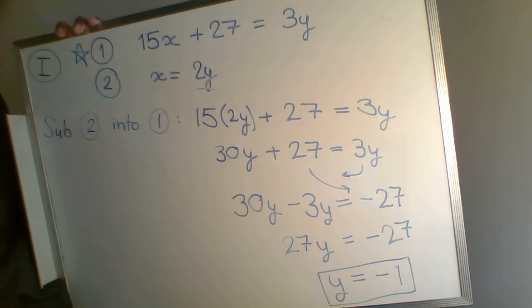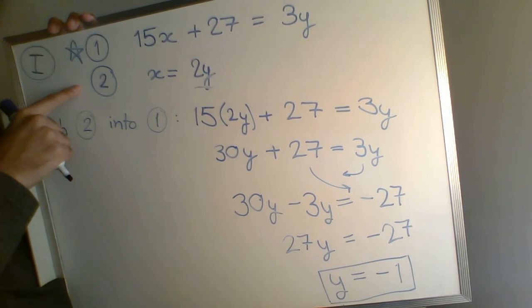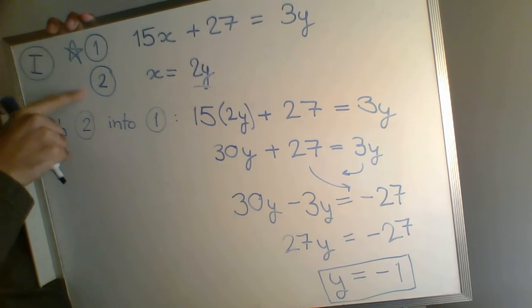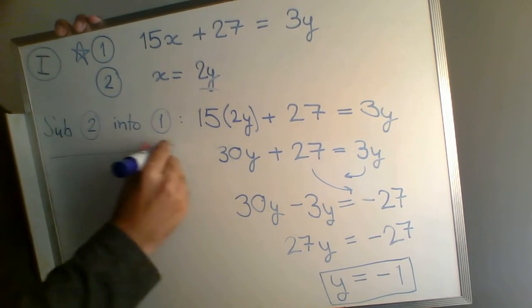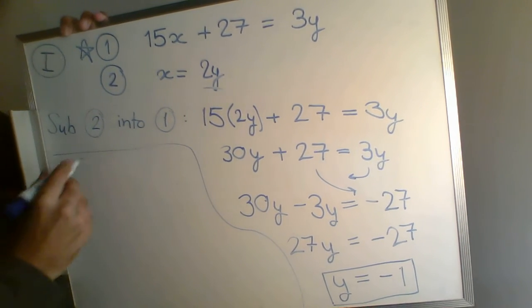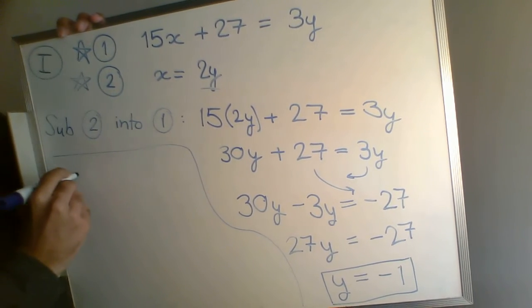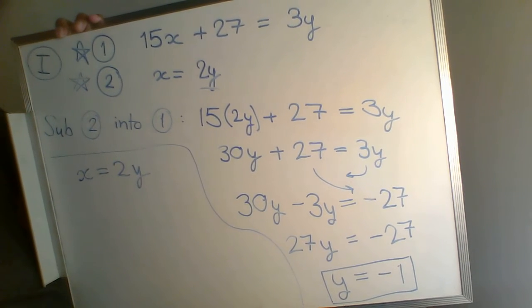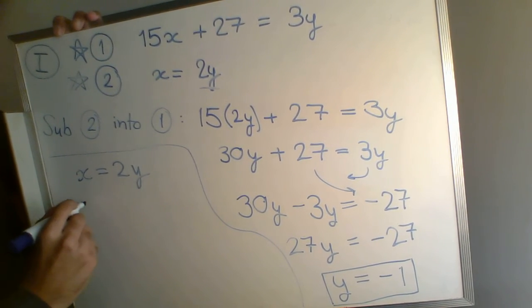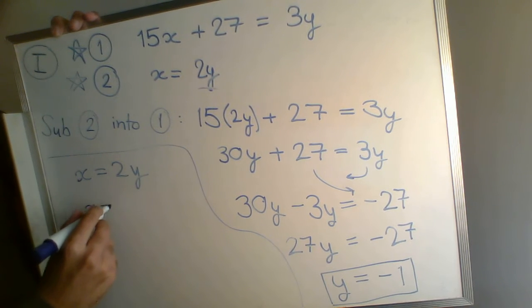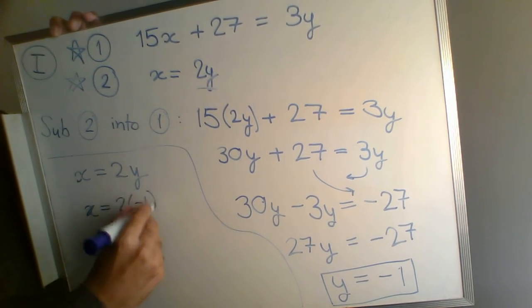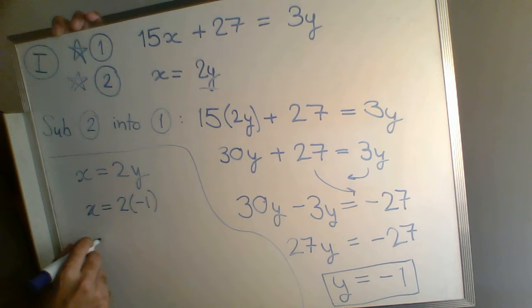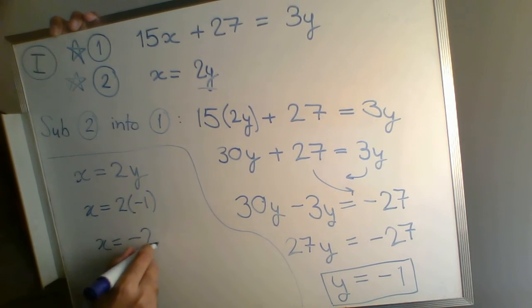And now we're going to use this information. We're going to throw it back into equation 2 to solve for x. So I'm going to box this off here. And then using equation 2, we've got x is equal to 2y. But we know y is equal to negative 1, so x is equal to 2 times negative 1. So x is equal to negative 2.